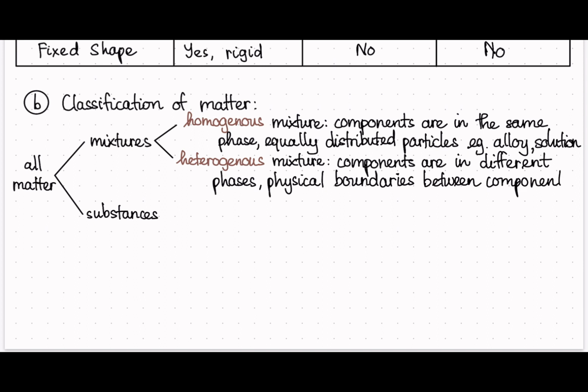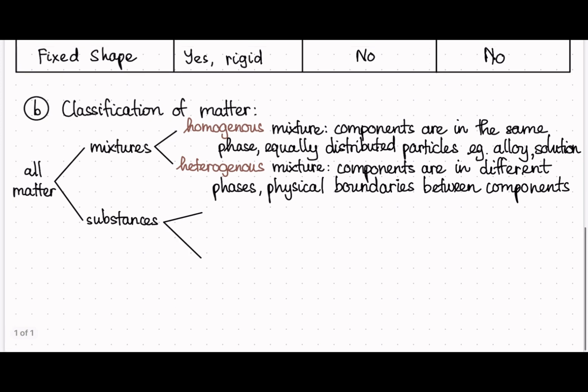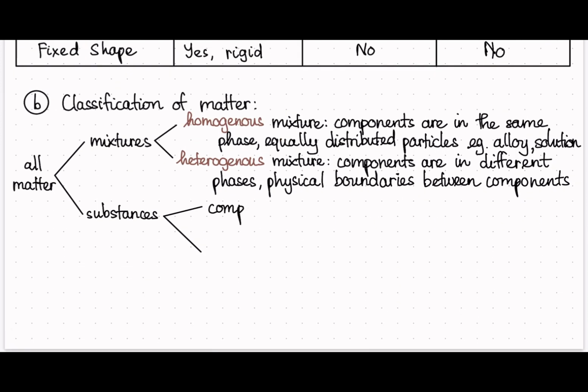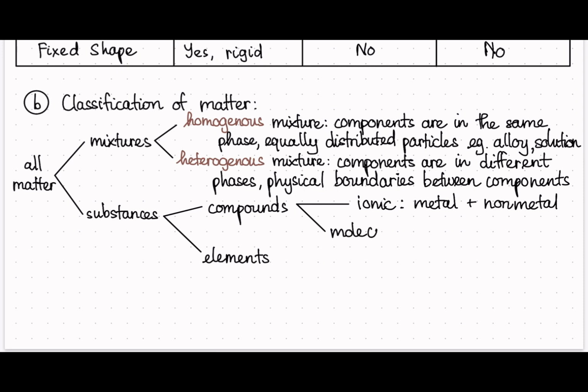For substances, we can also classify them into two, compounds and elements. Compounds describe either ionic compounds or molecular compounds. An ionic compound is when a metal atom is chemically bonded with a non-metal atom, and a molecular compound is non-metal reacting with non-metal. Elements can also be classified into two, either metal or non-metal.